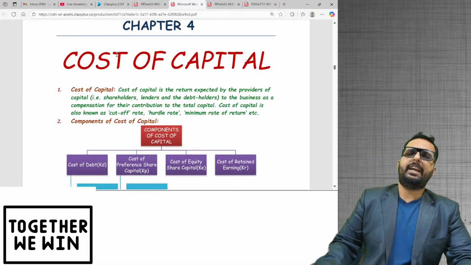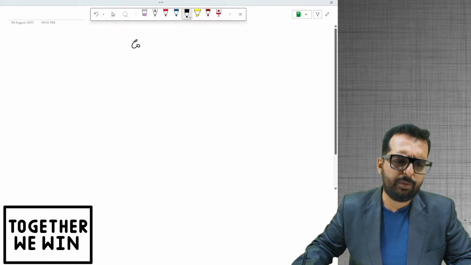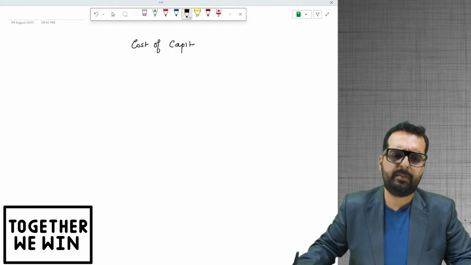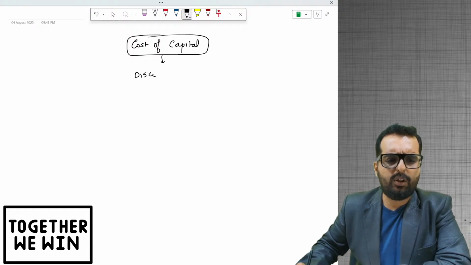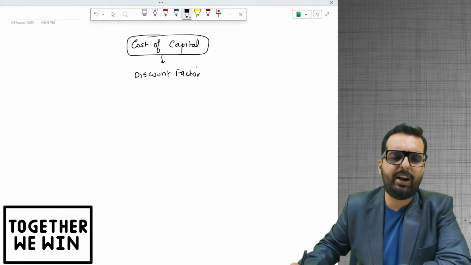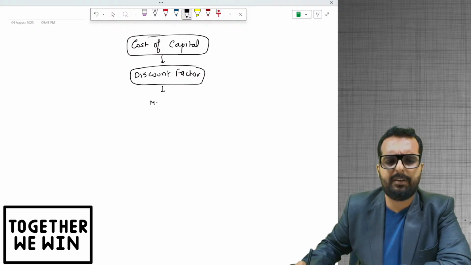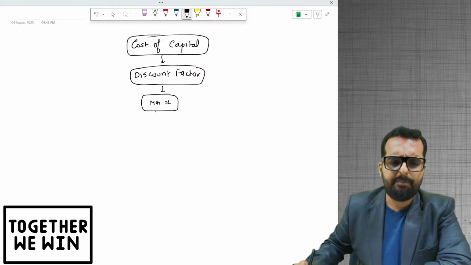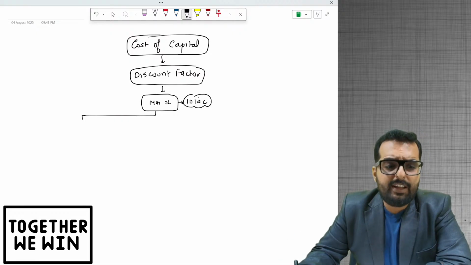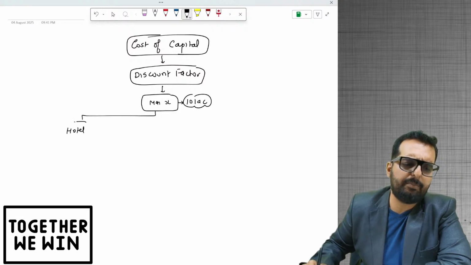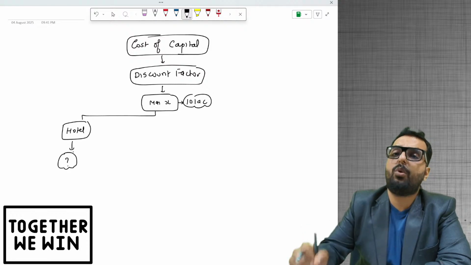So friends, when we start talking about cost of capital, let me first explain to you the logic of the word cost of capital. First and foremost, cost of capital and the word discount factor are one and the same. In order to explain this concept, let us say I'm talking about one person called Mr. X. Mr. X has got 10 lakh rupees with him. He wants to invest this 10 lakh in a new hotel business.